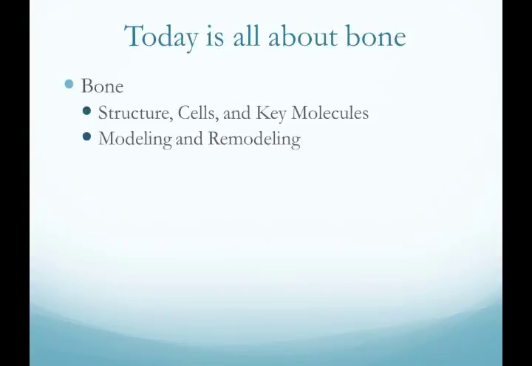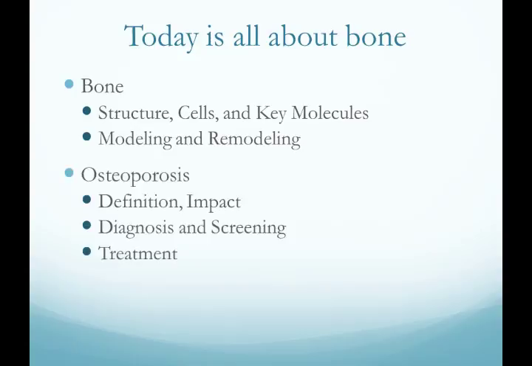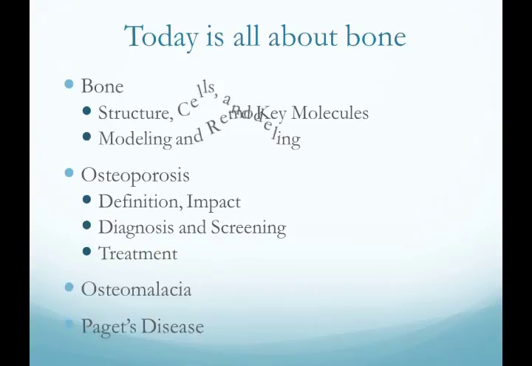We're going to start by talking about bone structure, the cells, and also the key molecules involved in bone physiology and pathology. We're going to focus on two important concepts in bone disease, modeling and remodeling. Then we're going to move on to talk about one of the most important and common diseases, osteoporosis. We're going to talk about its definition and epidemiology and impact in today's society and in future. We're going to then talk about diagnosis and screening of patients and also their treatment. And then very briefly, we're going to talk about osteomalacia and Paget's disease.